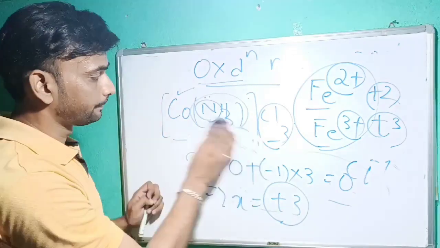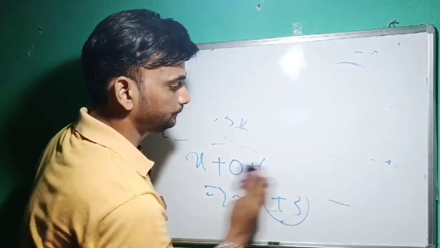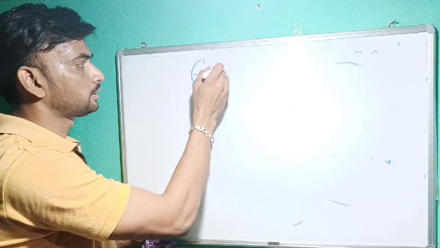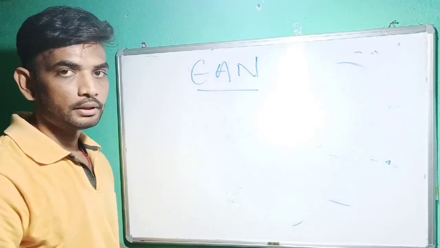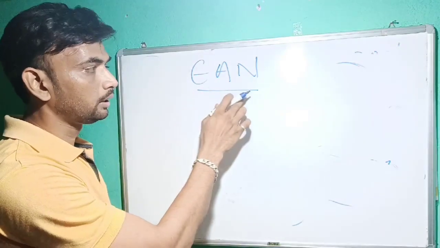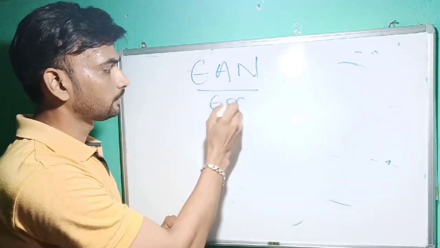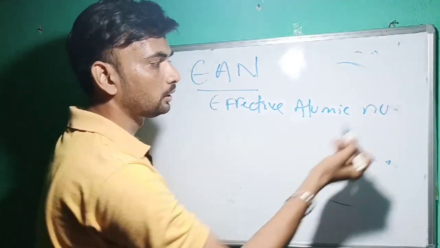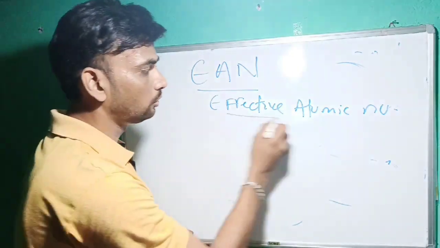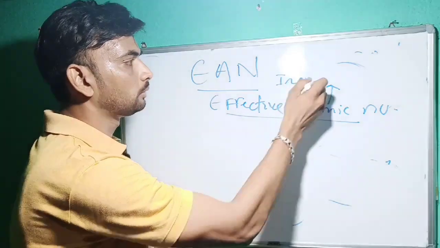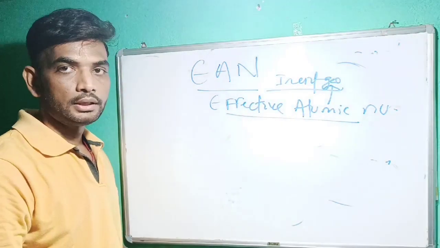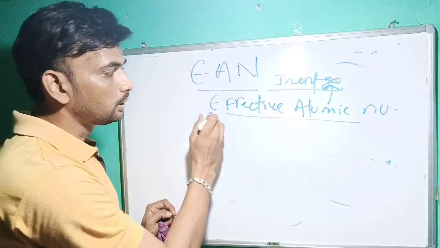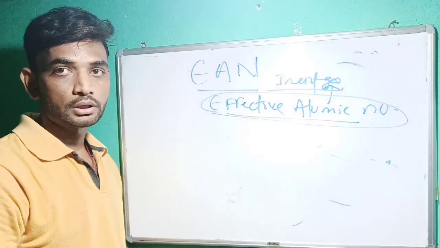Clear? Coming next, there is another term, EAN, capital EAN. The full form is effective atomic number of the metal atom, which is almost equal to the atomic number of the inert gas of the respective metals. That means it is not 100% accurate always. That's why it is rarely used in coordination chemistry.